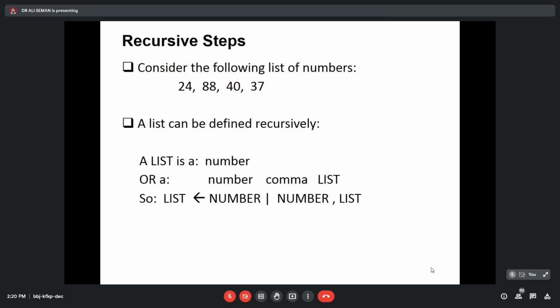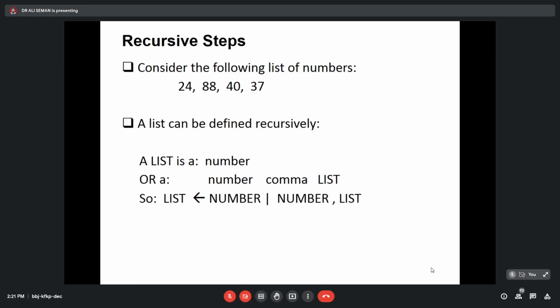Okay. Recursive step. Look at this. For example, consider the following list of numbers. Let's say we have the list 24, 88, 40, 37. This is the list or the array. A list can be defined recursively. We have what we call the formal language, which you will learn about. We have this list, and the rule is: a list is a number, or a number, comma, list.